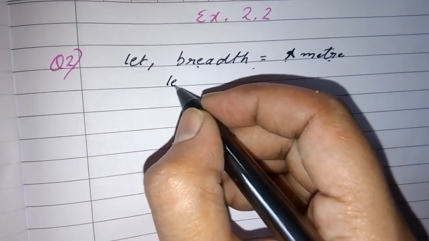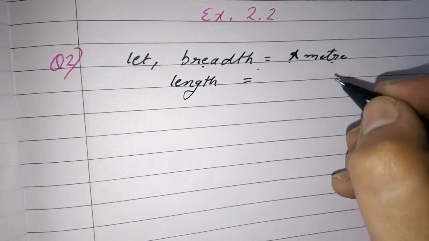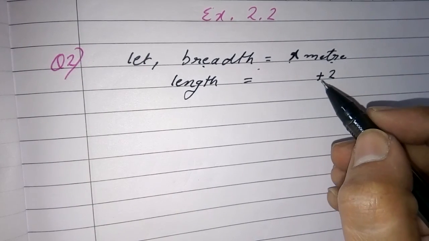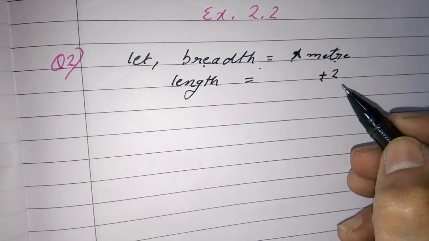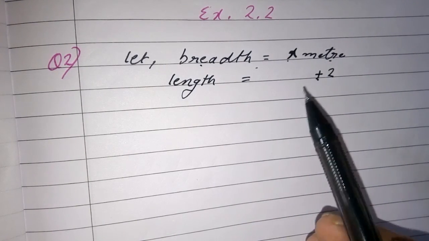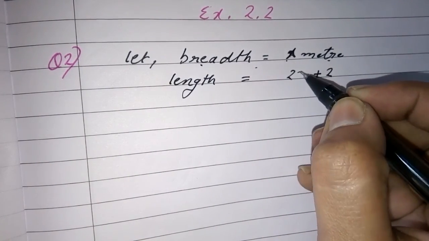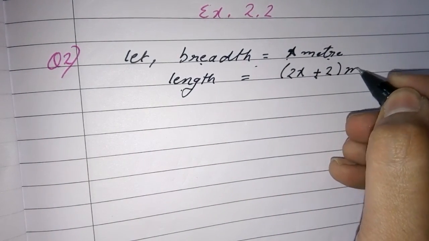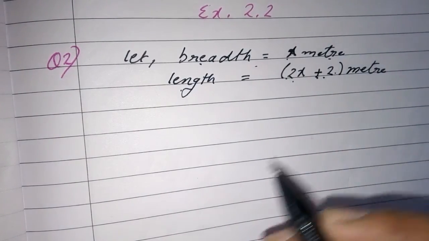Then length is 2 meter more. 2 meter more means plus 2. For more we are using the sign of plus 2. More than twice its breadth. Twice means 2 times. 2 times means we have to multiply 2 into its breadth, and breadth is x. So 2 into x is 2x. So the length of the pool is 2x plus 2 meter. There are 2 terms, that's why we are using brackets.